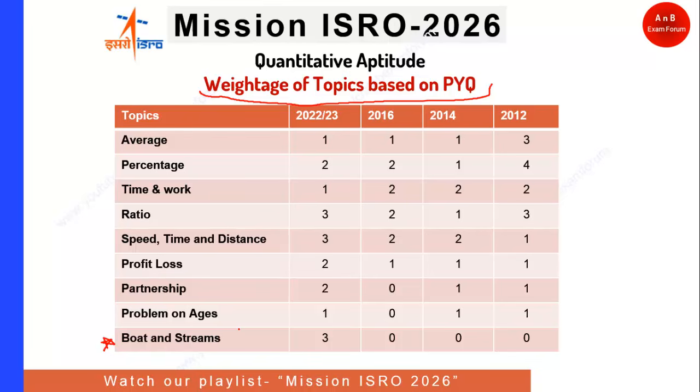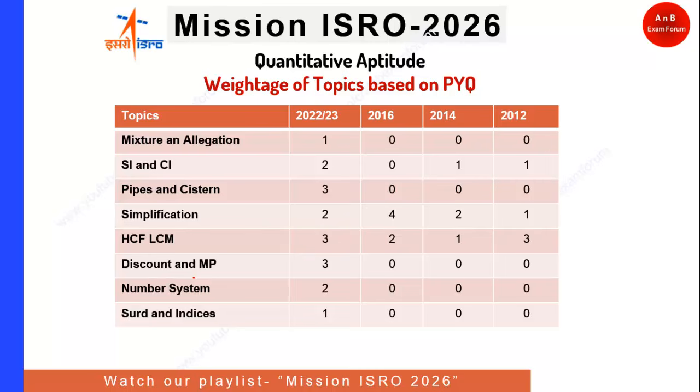So whatever topic is given in the indicative syllabus, you should cover it. Based on the weightage, you should not ignore those topics. For example, speed, time and distance, ratio, and these are the other topics.